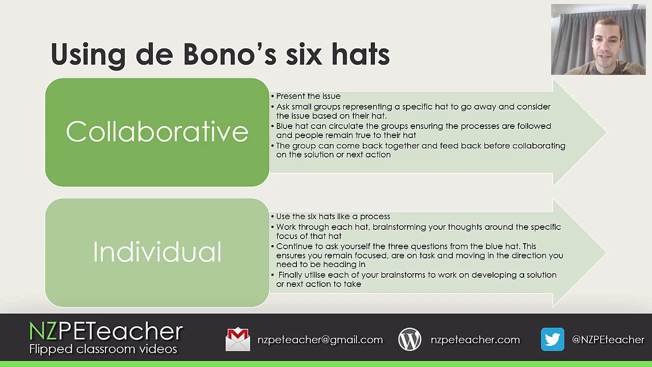On an individual basis, you could use the 6 hats like a process. Work through each hat, brainstorming your thoughts around the specific focus of that hat. Continue to ask yourself the 3 questions from the blue hat. This will ensure that you remain focused and are on task, moving in the direction you need to be heading. Finally, utilize each of your brainstorms to work on developing a solution or next action to take.